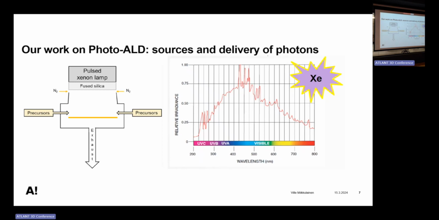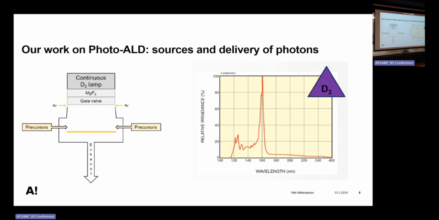And one of the lamps that we used was a xenon discharge lamp. That has a very broad emission spectrum ranging from 190 or so, tailing towards the IR. So it's basically an artificial sun.